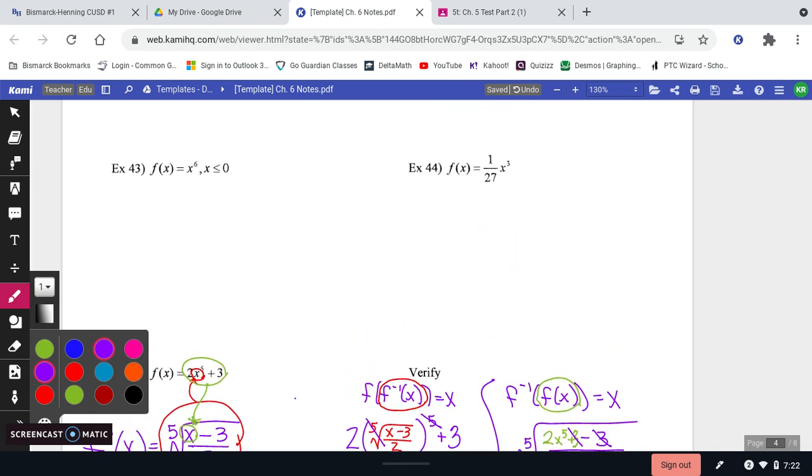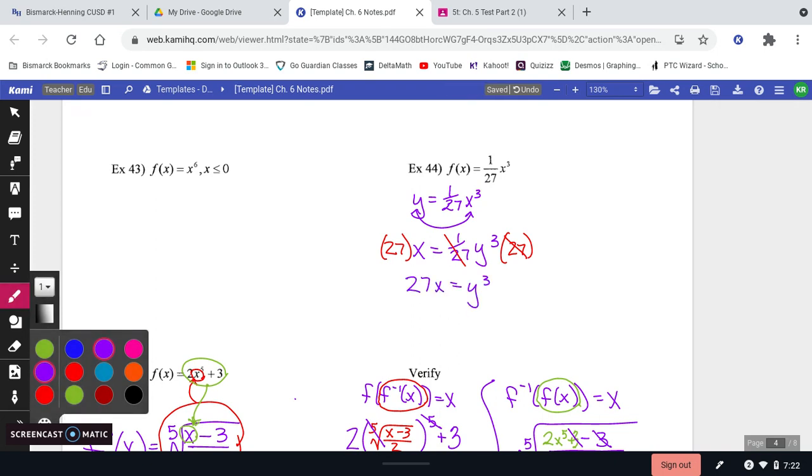Okay, let's go back up here and look at this one. So we're going to find the inverse. So we're going to put it equal to y, take it out of function notation. Okay, now we're going to swap the x and y. And now we're going to solve for y. So first thing I'm going to do here is I'm going to multiply by 27 on both sides. That's reciprocal, so that's going to reduce out. So 27x equals y cubed.